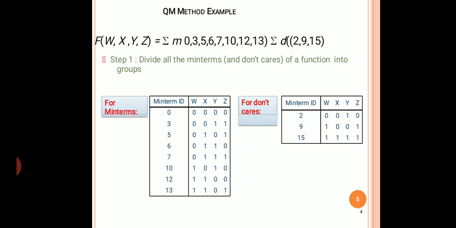What is the meaning of this? We will draw 2 tables. The first table for min terms, the second table for don't cares. In some books you must have observed that these don't care entries are also written below this table. There is no problem. What we have to do is, the given min terms in the expression, 0, 3, 5, 6 and so on, should be written in that table, and w, x, y, z is their binary representation. So this is how you have to represent all these terms in the first table.